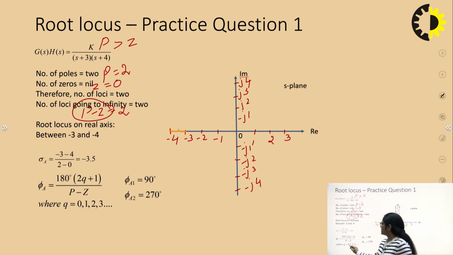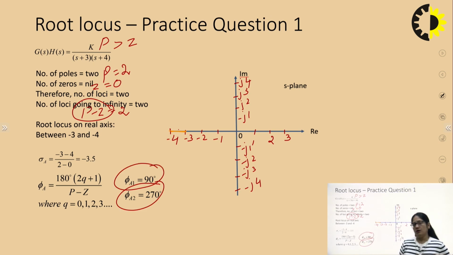And when we take q equal to 1, because there are 2 angles of asymptotes, we get phi A is equal to 180 degrees into (2 plus 1), that is into 3, divided by P minus Z, which is 2. So, we get this as 270 degrees. Now, how do you find the centroid? The formula for the centroid is equal to the sum of poles minus the sum of zeros divided by P minus Z.